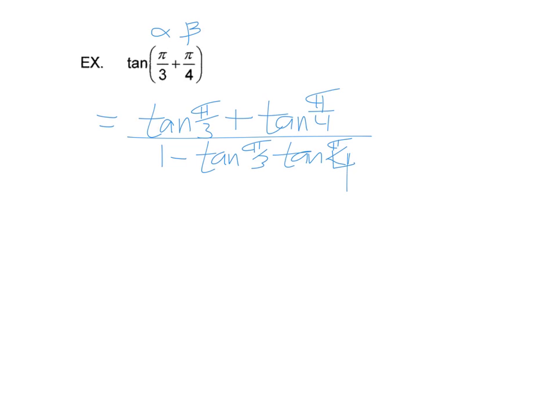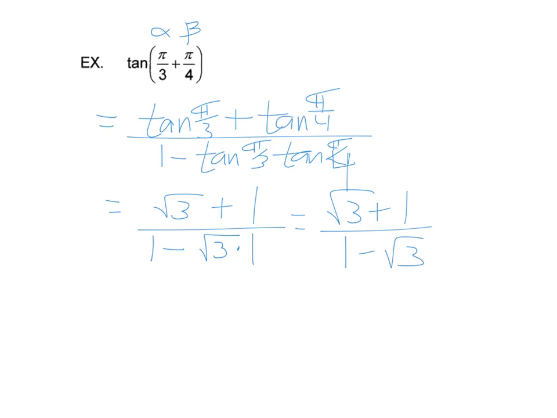Then look up those tangent values on the unit circle. The tangent of pi over 3 is the square root of 3, plus tangent of pi over 4 is 1, over 1 minus, and again square root of 3, this time times 1. So it's square root of 3 plus 1 over 1 minus the square root of 3. You could multiply top and bottom by the conjugate, 1 plus square root of 3, and get rid of that square root in the bottom. I'm just going to leave it like that.